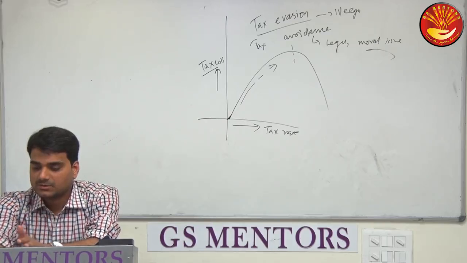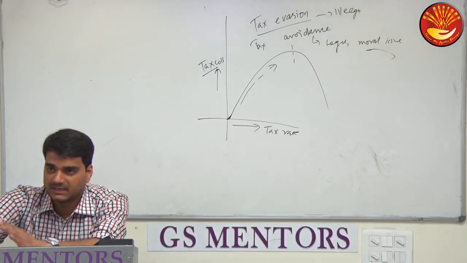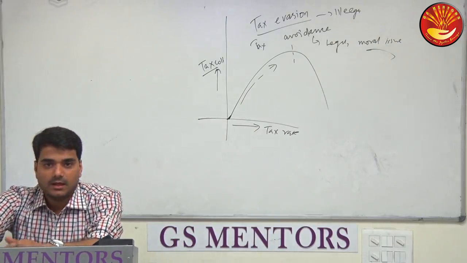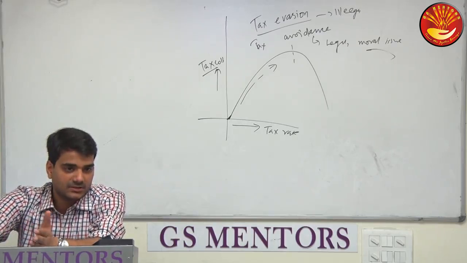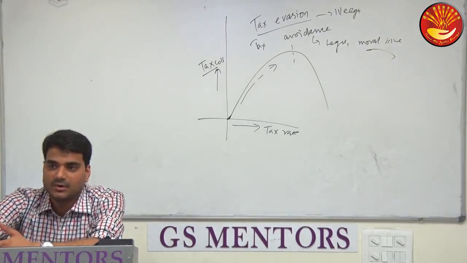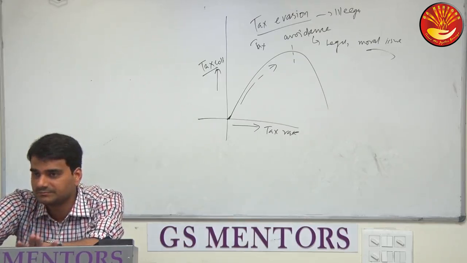Okay, so TDS, specifically in real estate and all those things, reduces the extent of cash economy. There you can give the example of demonetization and all.